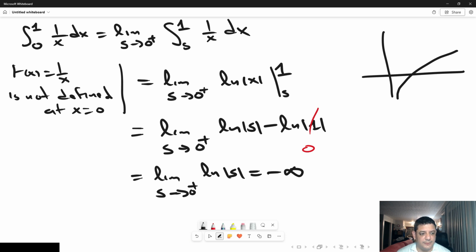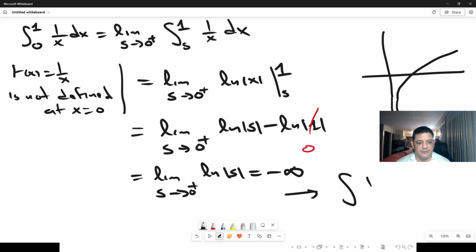The log is doing this. So the closer it gets to 0, the closer it is to large values, and so this is going to be minus infinity. So overall, what that implies is that the integral of 1 over x dx from 0 to 1 is minus infinity, or diverges.